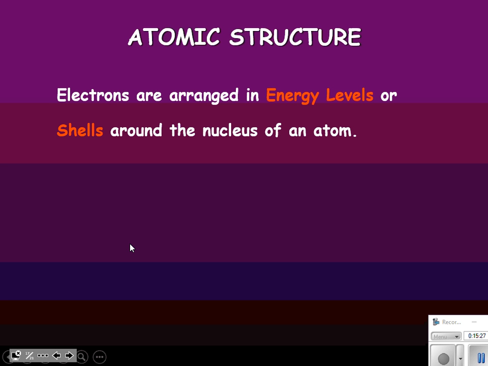Electrons are arranged in what we call energy levels. These energy levels are around the nucleus.